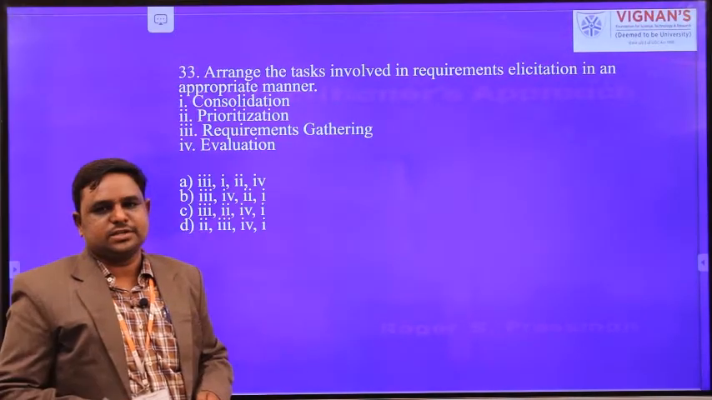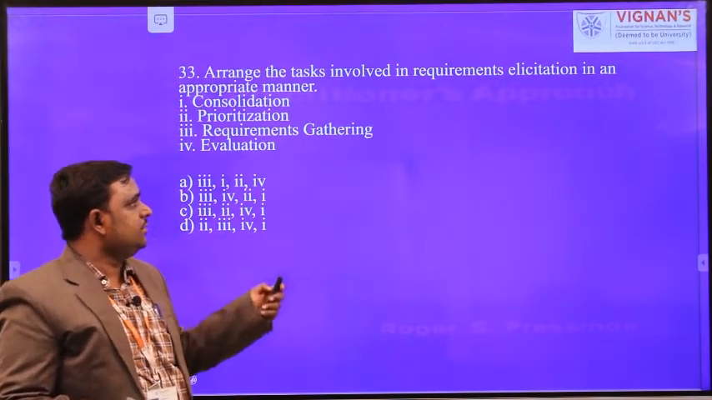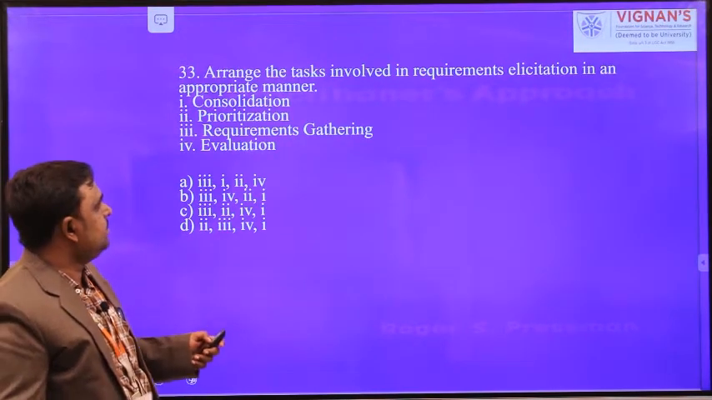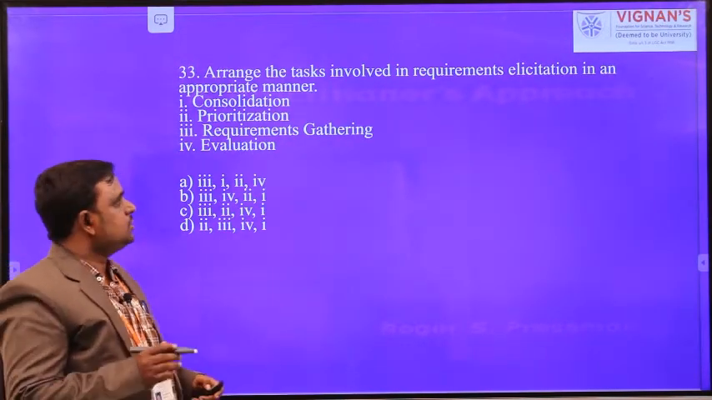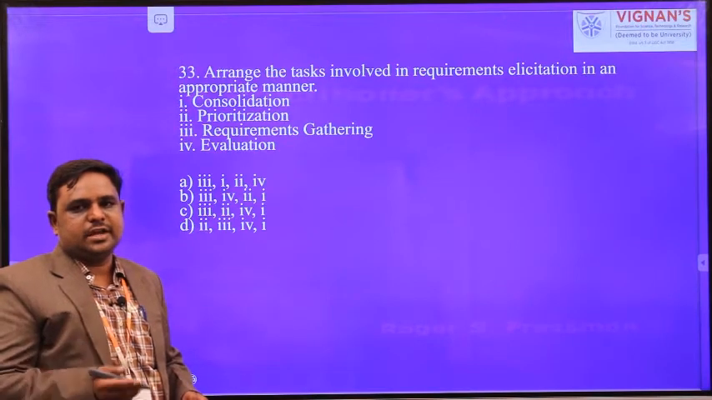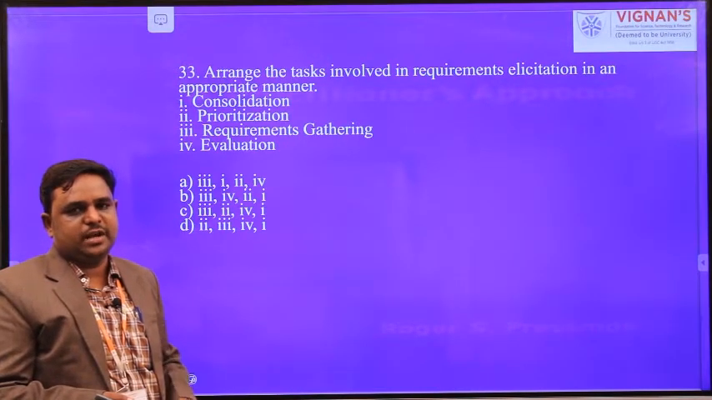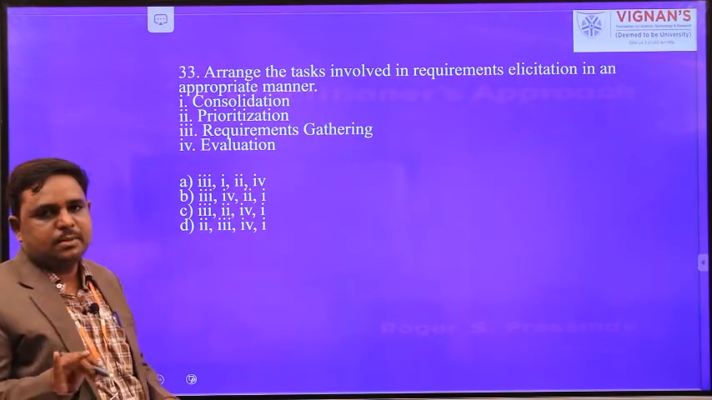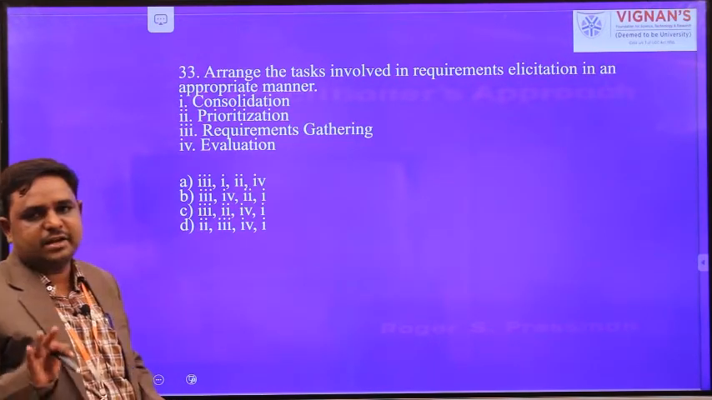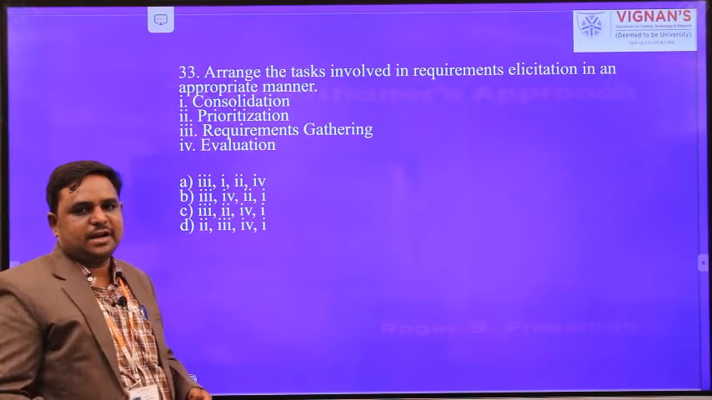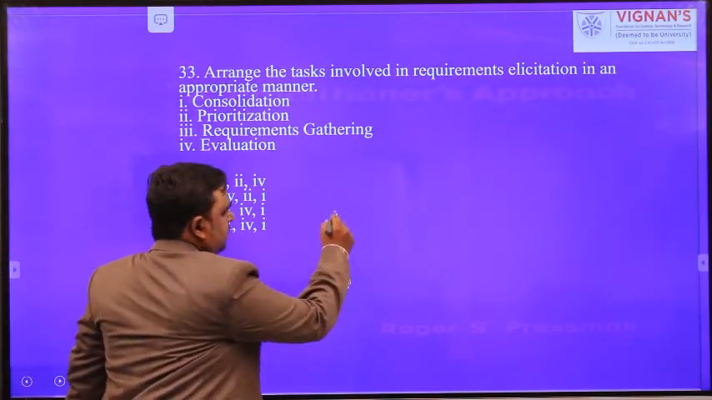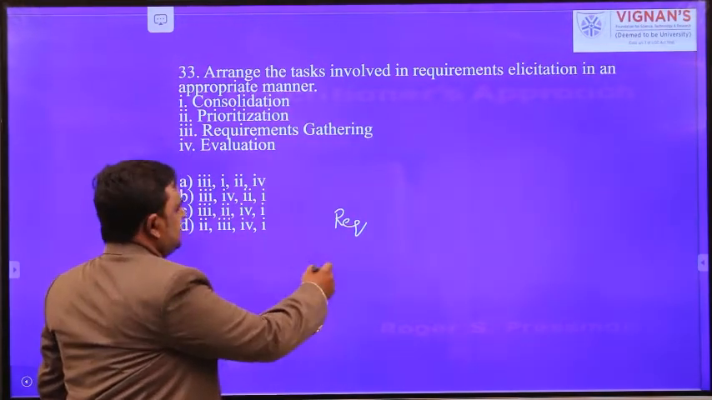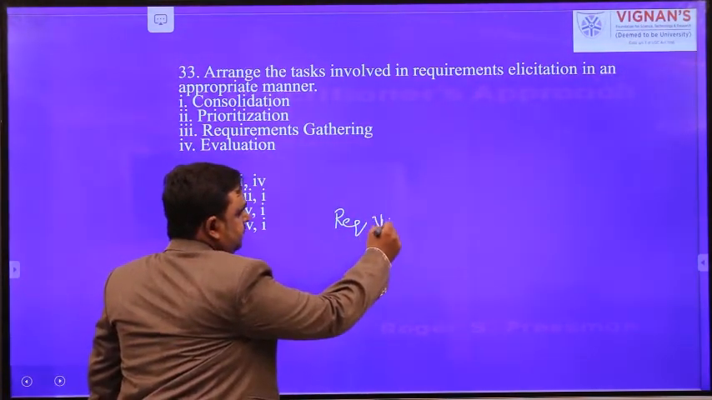So the next question is, arrange the tasks involved in requirements elicitation in the appropriate manner. They have given some tasks, and we have to put them in an order. The options are consolidation, prioritization, requirements gathering and evaluation. Whenever we start the project, first we are going to gather the requirements, which is option 3.